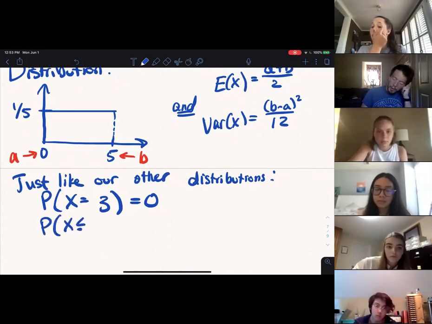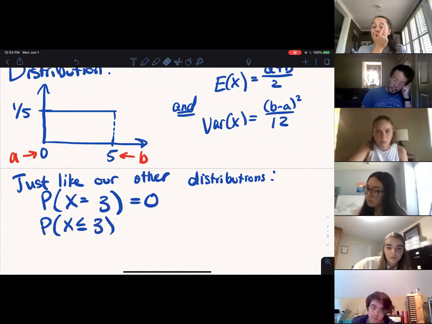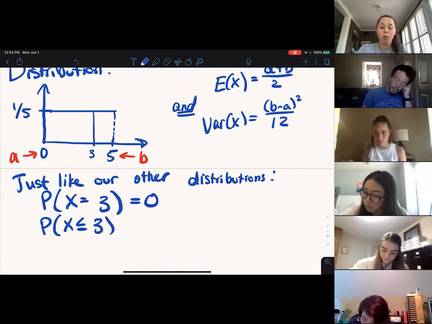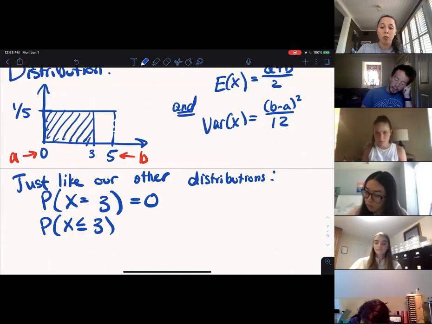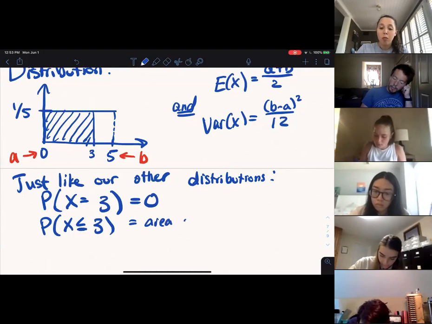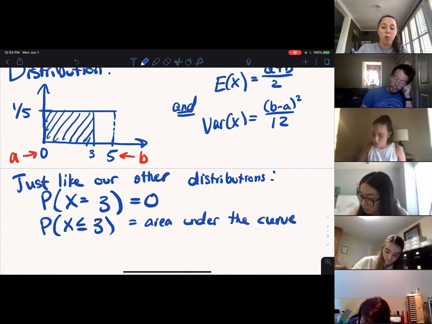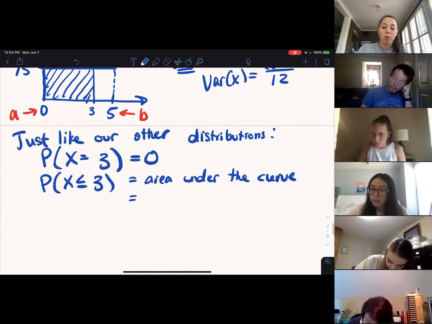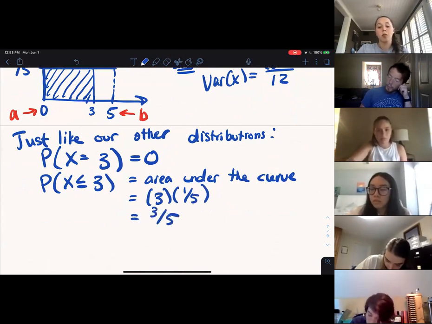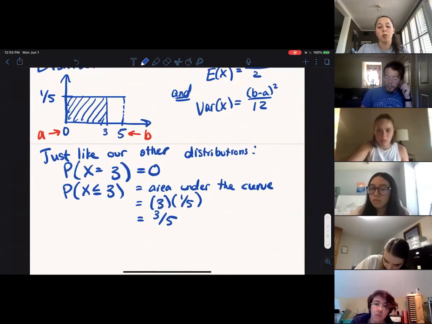And if I wanted to know the probability of a section, so less than or equal to 3, that is like here around and down, it's equal to just the area under the curve. So in that case, it's equal to area under curve, which is something that very much showed up on our midterm. Equals 3 over 5.